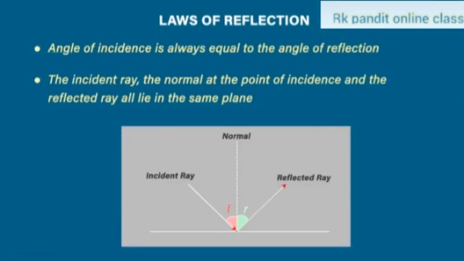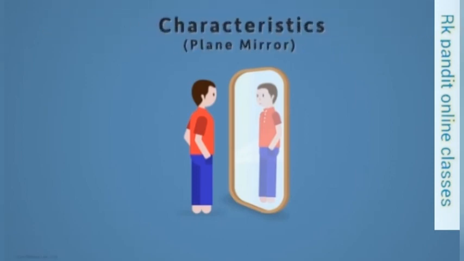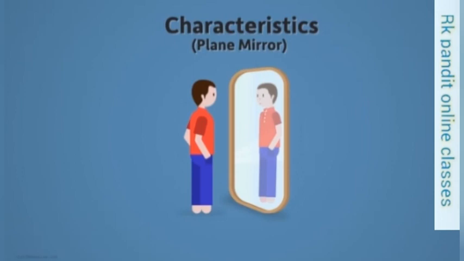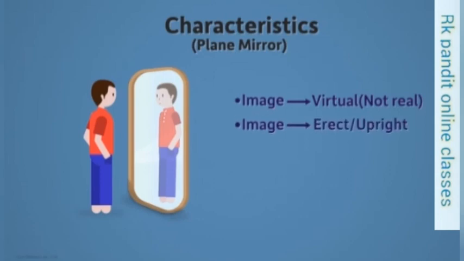I hope both the laws are clear. The image is formed at a position behind the mirror. But in reality, it isn't formed there, as no light rays reach behind the mirror. Now the image formed by a plane mirror has some properties or characteristics. One of the characteristics is what we've already seen. The image formed by a plane mirror is virtual, or in other words, it's not a real image. The other characteristic is that the image formed is always erect or upright.